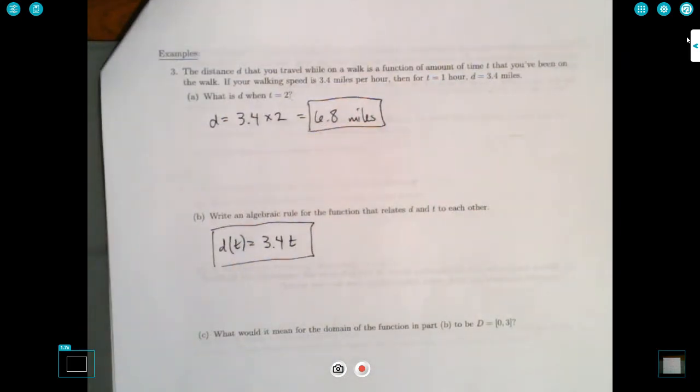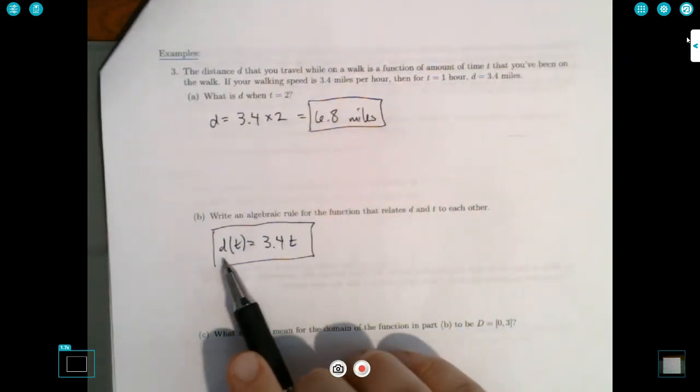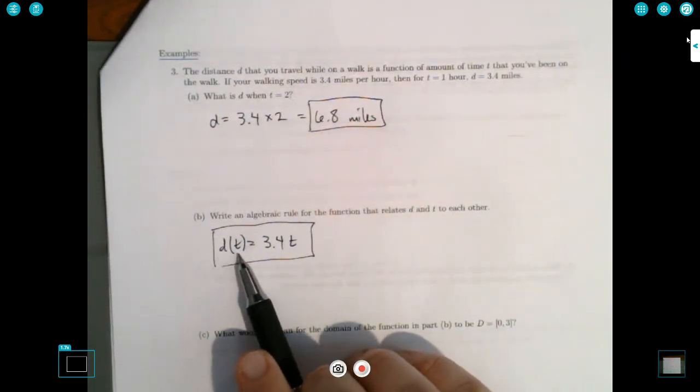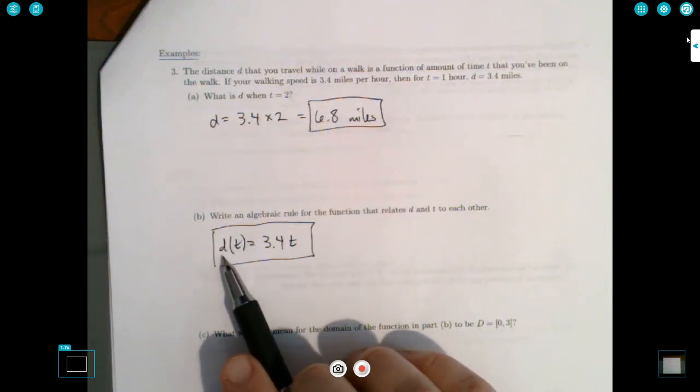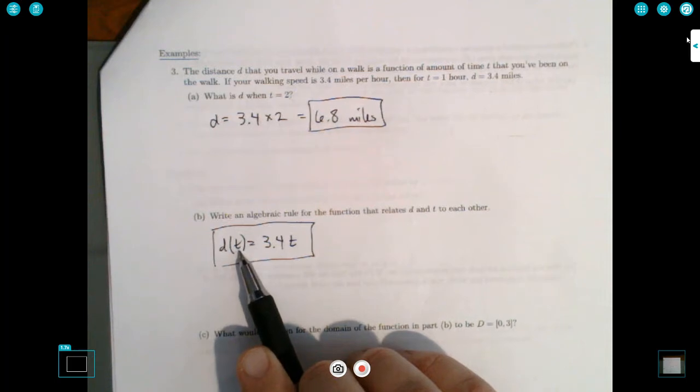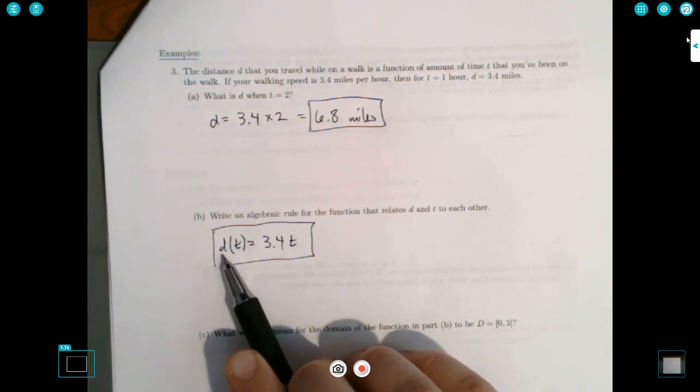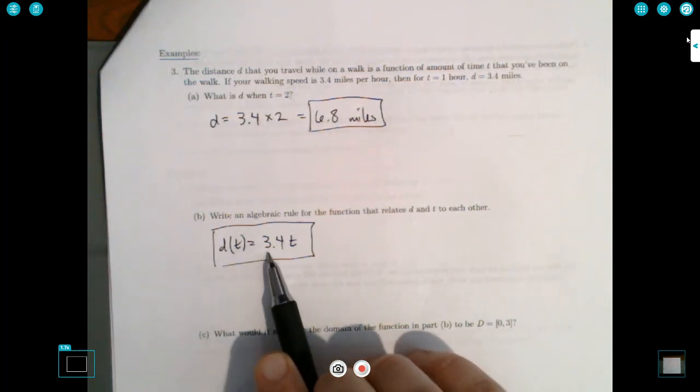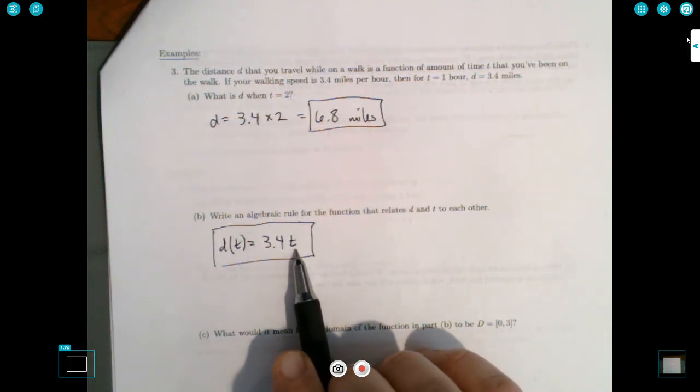Okay? So this notation here, d of t, we read this d of t, it doesn't mean d times t, right? So we're not multiplying d times t. We're just saying d is a function of t. The distance that you travel is a function of the time that you travel, okay? So distance as a function of time is 3.4 times the time, right?